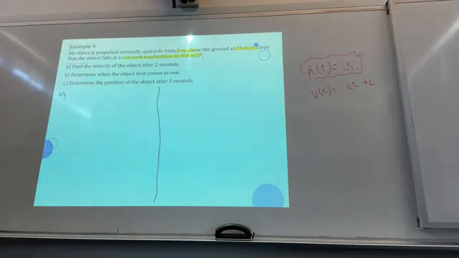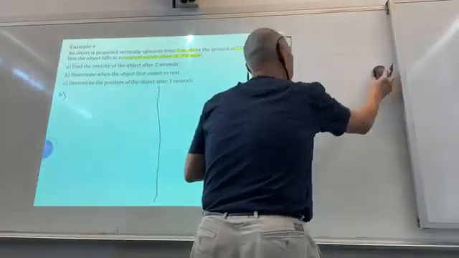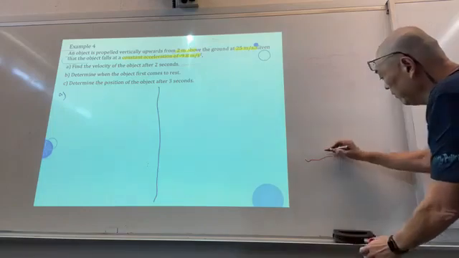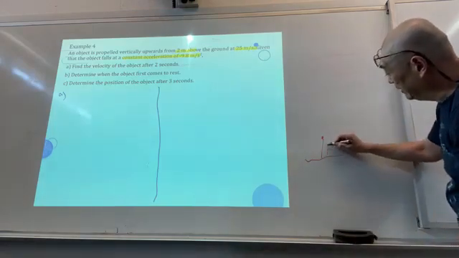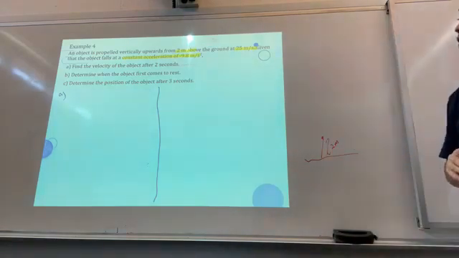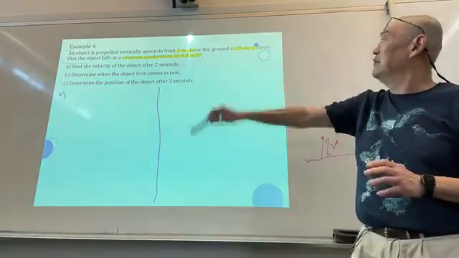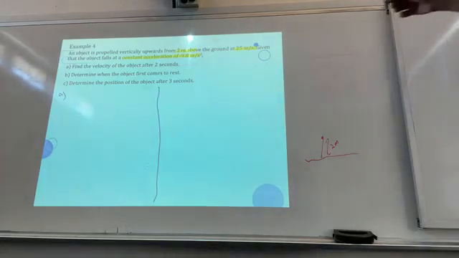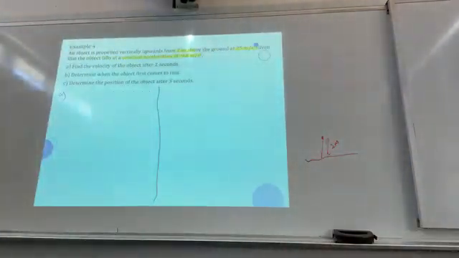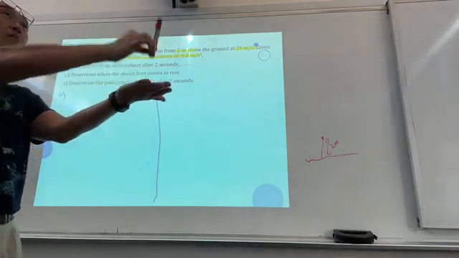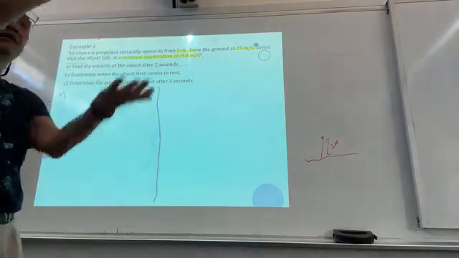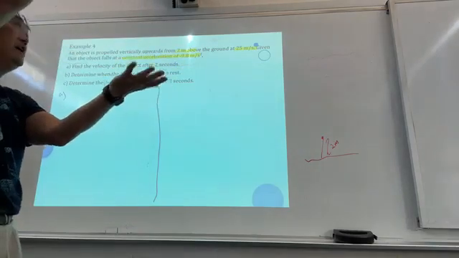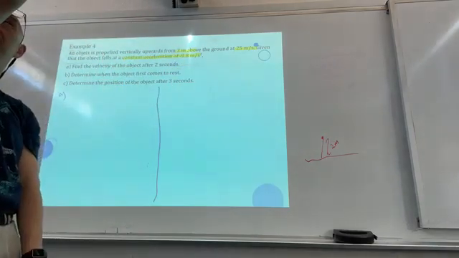If this is the ground, the object is propelled from here. That's 2 meters above the ground. And that is the velocity, 25 meters per second. Given that the object falls at a constant acceleration of minus 9.8 meters per second squared. So if we are propelling the object up, the object is going up, gravity is pulling it down, right? So the acceleration due to gravity is minus 9.8 meters per second squared.